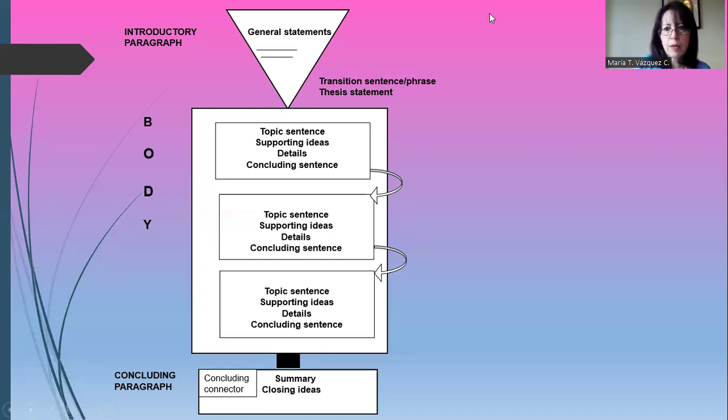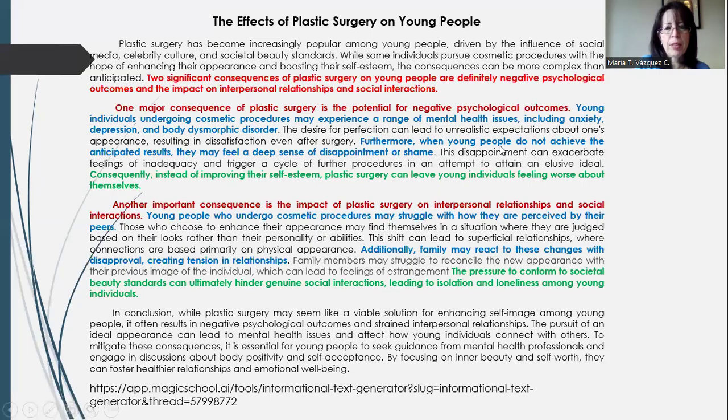We're going to see an example of an essay that I chose. It's about the effects of plastic surgery on young people. Okay, as you can see, it has 1, 2, 3, 4 paragraphs. The first one would be the introduction. At the end, you can see a sentence in red that is the thesis statement.